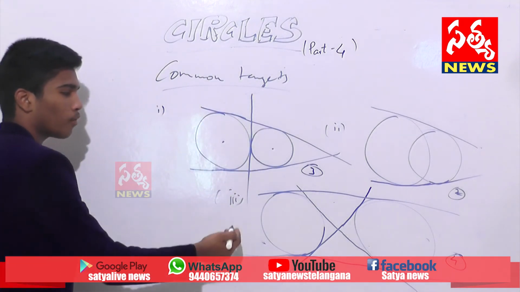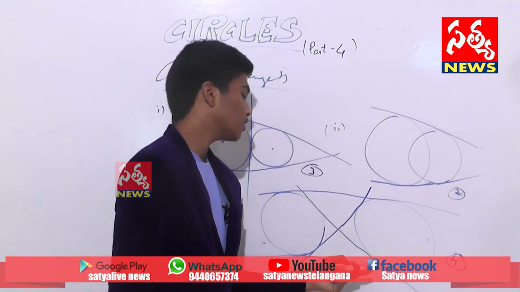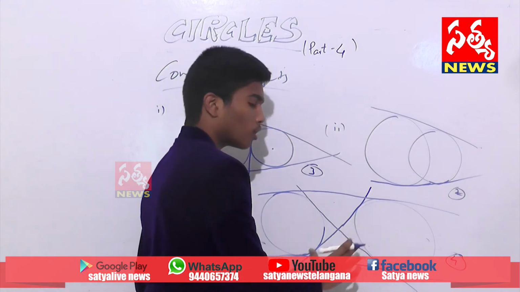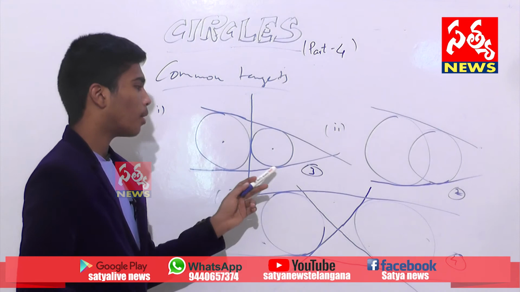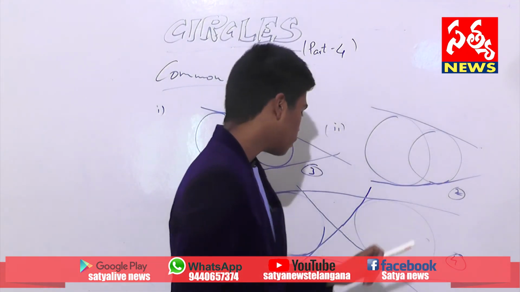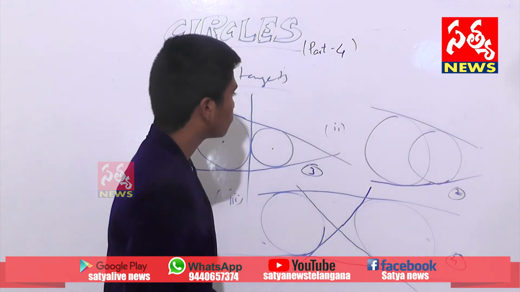This is the maximum number of common tangents that can be drawn to 2 circles when the circles do not touch each other. If the circles touch each other, only 3 common tangents can be drawn. If the circles intersect, only 2 common tangents can be drawn. If the circles do not intersect, 4 common tangents can be drawn.